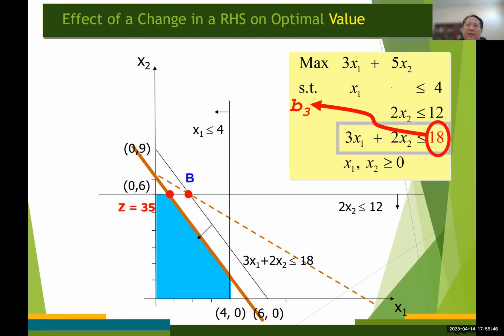So graphically, again, changing the B3 will move the plant number 3 constraints parallel to its current position, right? So the new optimal point is right here with the objective function value of 35. Okay. Again, at this point, both plan number 2, number 3 constraints are binding in the feasible region. Okay, that's the important thing.